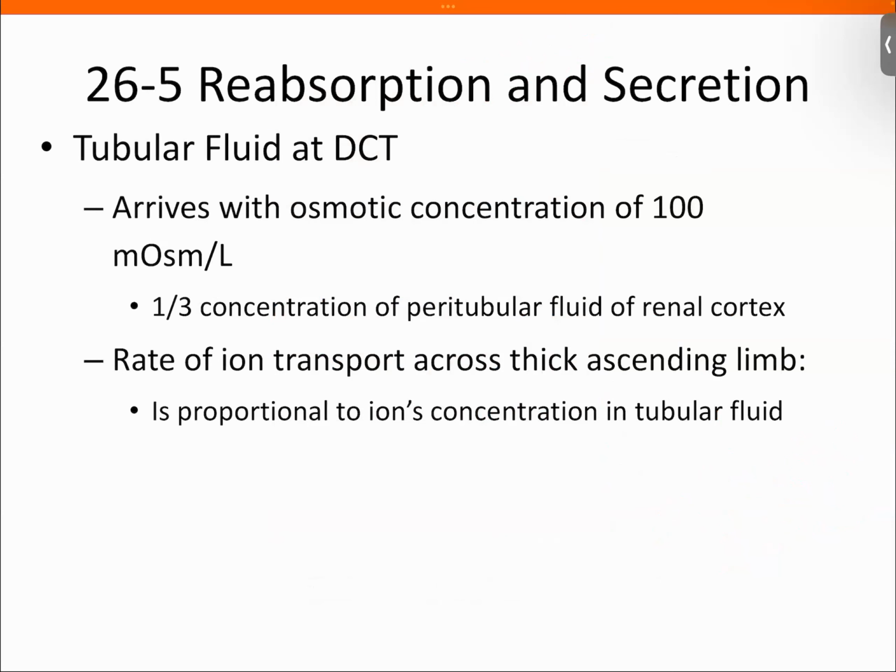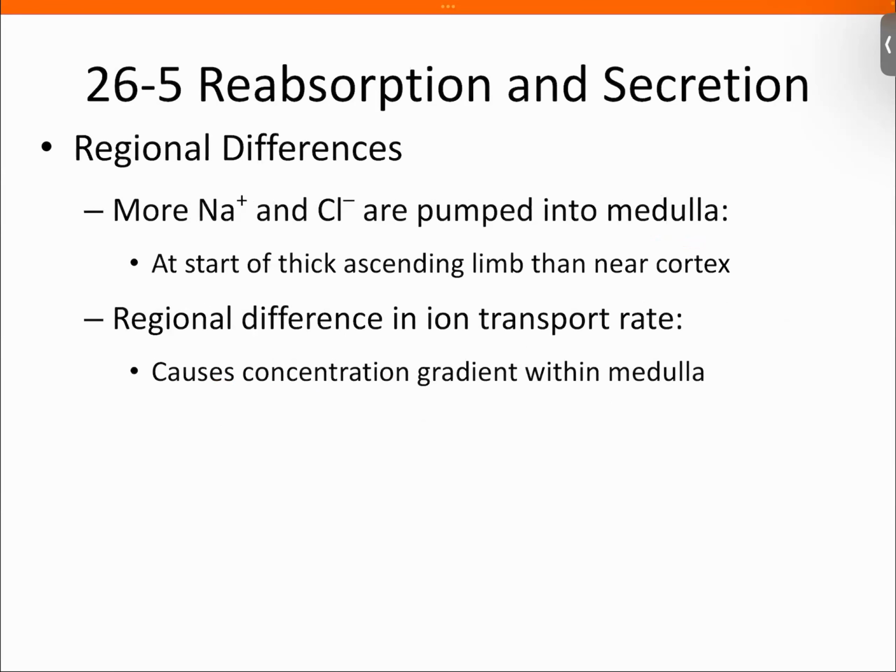So now, once we are done with the loop, it's time to start moving toward the DCT. So what arrives at the DCT is an osmotic concentration of 100 milliosmoles per liter. This is a third of the concentration of the peritubular fluid, right? So 300 to 100. And then ultimately this is caused by the ion transport in the ascending limb, right? So that's basically what it's caused by. A couple of regional differences.